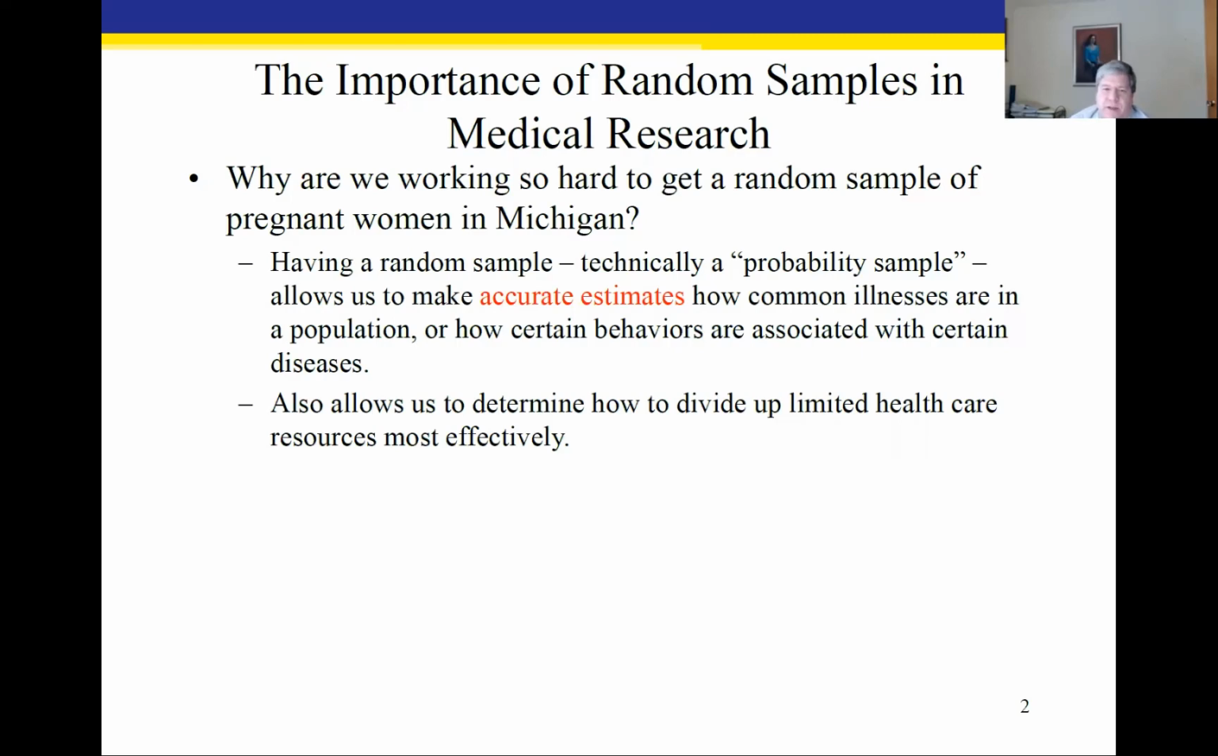It's going to allow us to make accurate estimates of, say, how common illnesses are in a population, or how certain behaviors are associated with certain diseases. If we were working just in a more convenient sample of clinics, we might not be able to make those estimates with the same degree of accuracy or with the same ability to assess how accurate these estimates are. So there are many other reasons. One of the issues, of course, is also dividing up limited healthcare resources and other factors as well that we can do with this random sample.